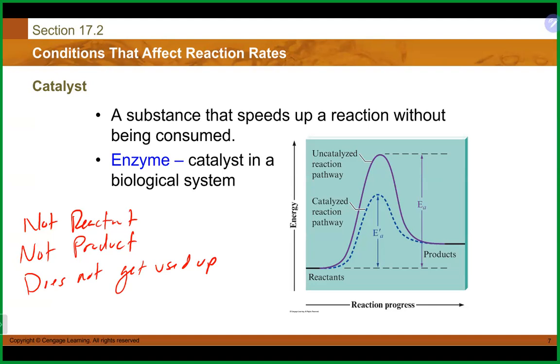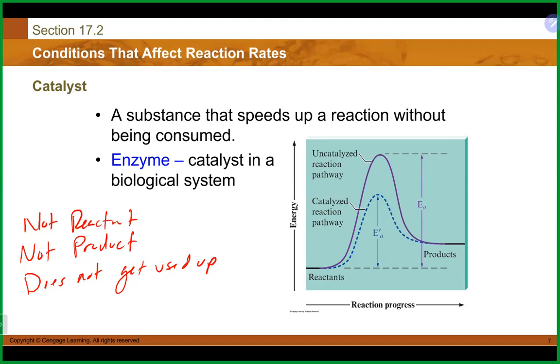Because it's more efficient, with less energy needed to get to the other side, a greater proportion of reactant molecules have enough energy to do that, which results in an increase in the rate of the reaction, because a lot more reactants are able to get to the product side without a lot of work. In biological systems, we use enzymes to do this.